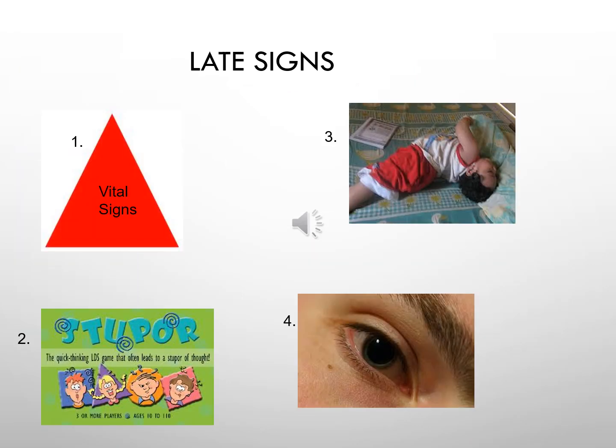Okay, what'd you come up with for late signs? Not near as many, right? So you've got that Cushing's triad with those vital signs. So what do you see? You see that increased systolic blood pressure and that widening pulse pressure. You see bradycardia. You see irregular respirations. And then on number 2, you're seeing that stupor, that decreased level of consciousness to where they're almost unresponsive.